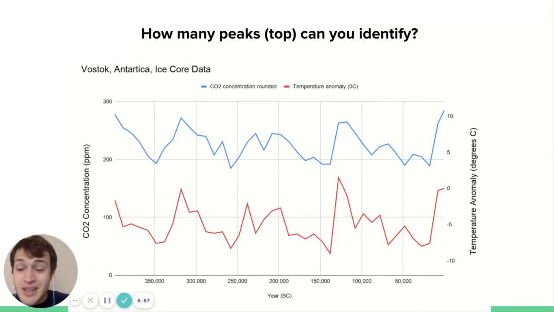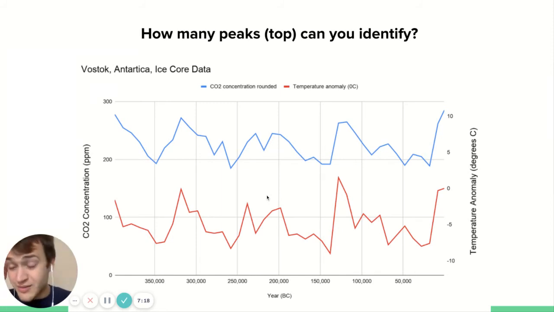Second, how many peaks can you identify in this data? A peak is a mountaintop. So it's wherever there's a point where, on both sides of the point, the data is going down. So this right here is a peak. This right here, actually this right here is a peak. This is a peak. This is a peak.